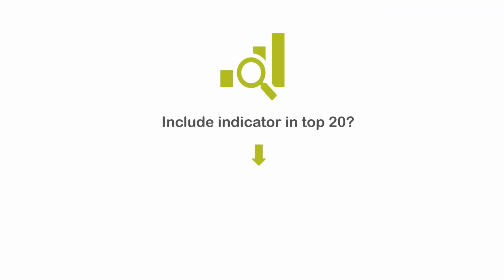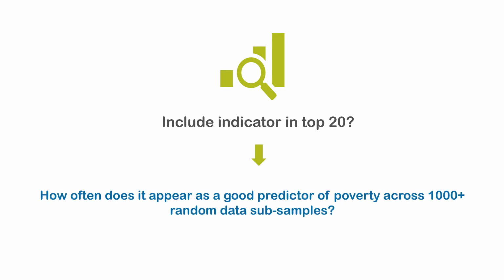We decide if an indicator should be included in the set of top 20 indicators based on how often it shows up as a good predictor of poverty across more than 1,000 random subsamples of the National Income and Expenditure Survey data. We test indicators across geographic subsamples such as regions, states, or provinces if this data is available. Indicators that show up most frequently as strong predictors of poverty across these samples are selected. This ensures that we select indicators that work not only nationally but also in sub-national areas of a country.